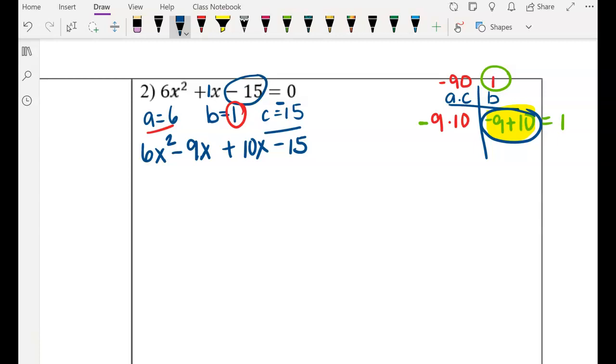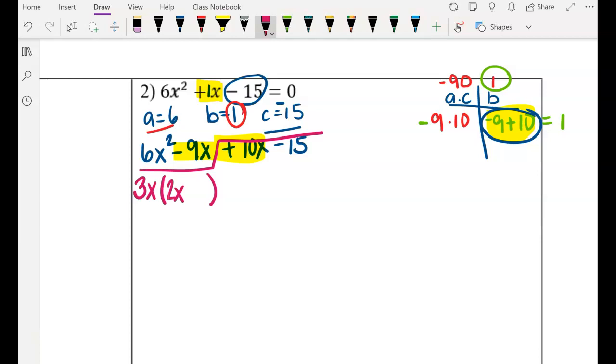Then we are going to factor. Remember, these two terms right here must add up to be 1x, and they do. So I am factoring by grouping. So 6x squared minus 9x, students. I know 6 and 9 will have a GCF of 3. X squared and x, we can also factor out an x. So 6x squared divided by 3x is 2x.